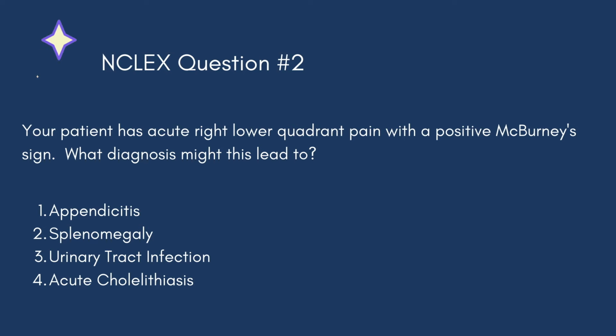Okay, so in this question, we did talk about a few special tests, so we're going to see what you remember. Your patient has acute right lower quadrant pain with a positive McBurney sign. What diagnosis might this lead to? Go ahead, pause the video, and we're back. If you said appendicitis, you would be correct. Well done.